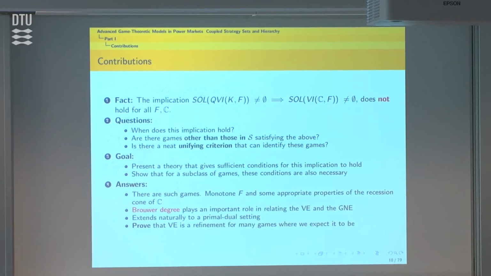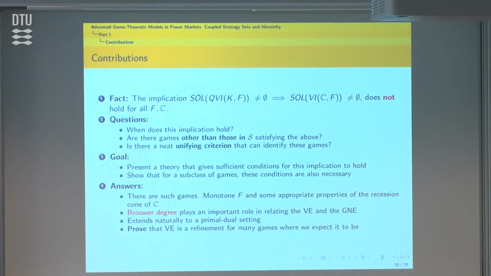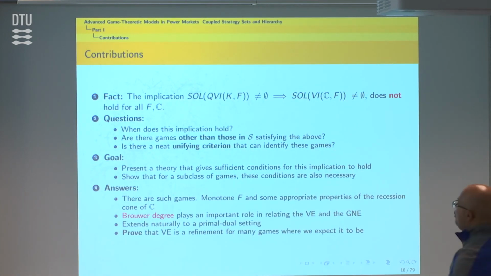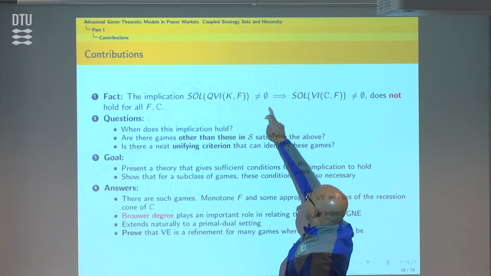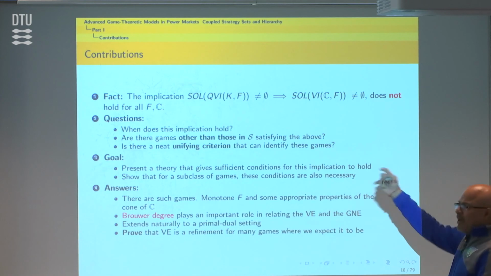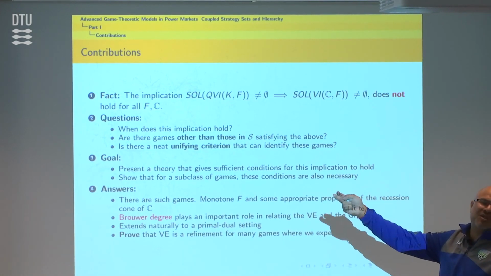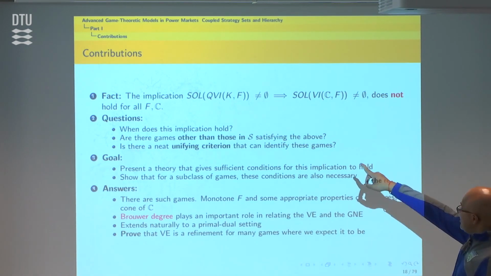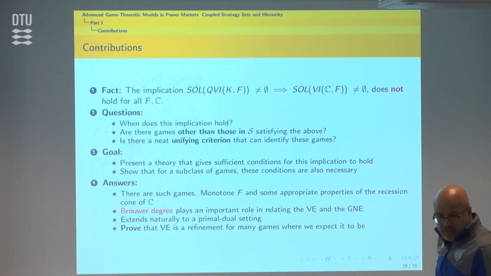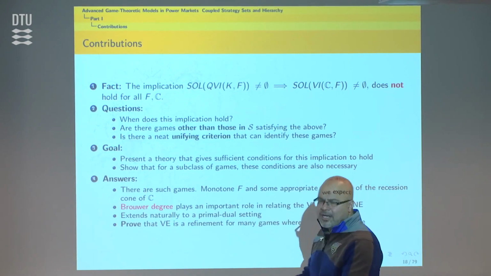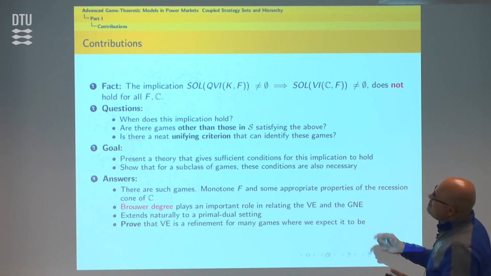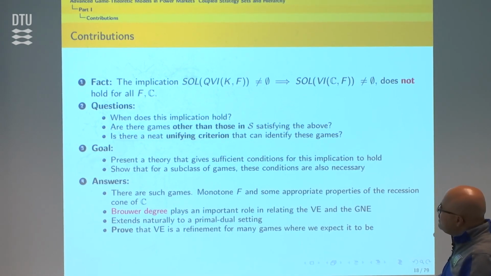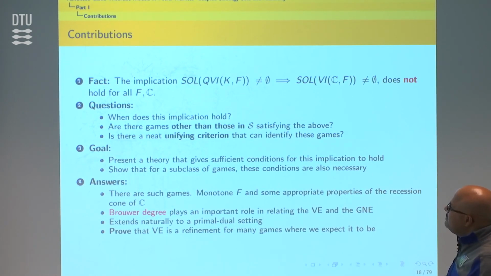Okay. Now the implication: if this is non-empty, then this is non-empty. The other way always holds, right? If the VE has a solution, then there is a GNE, because constructively we've got a GNE. This relationship doesn't hold in general. What we were able to prove is that it holds under some conditions, right? When does this implication hold? Are there games other than those in S satisfying the above? And is there a unifying criterion that can identify these games?